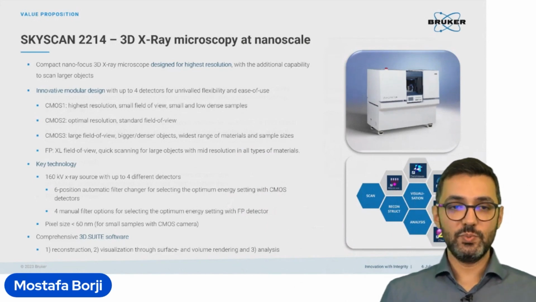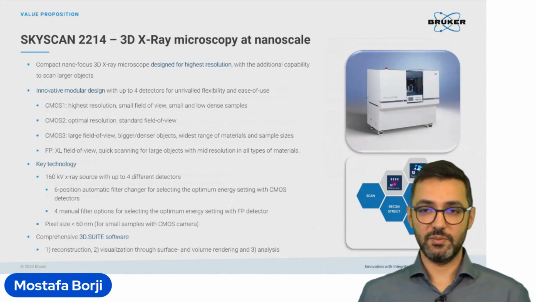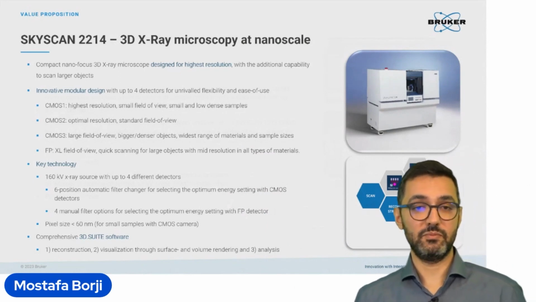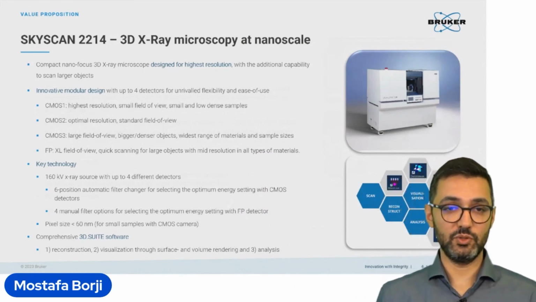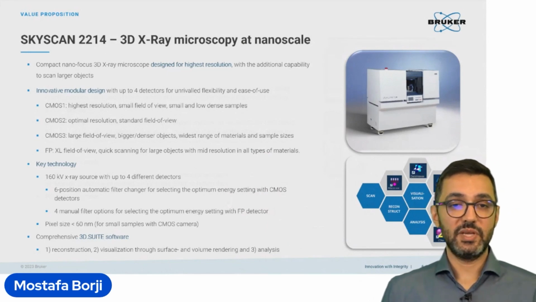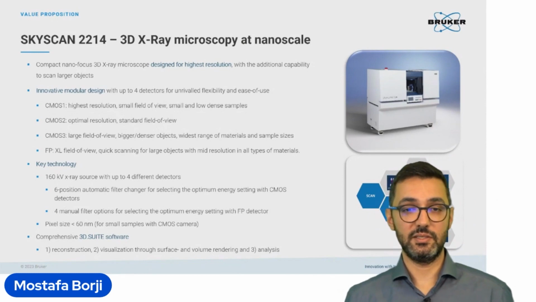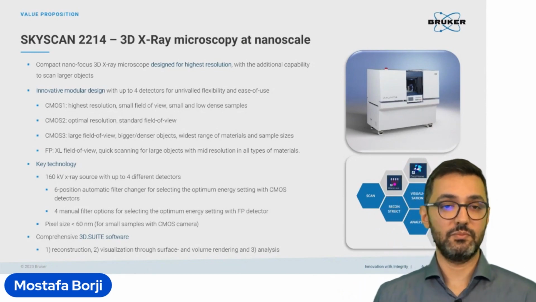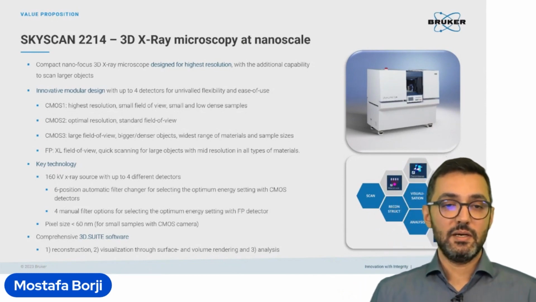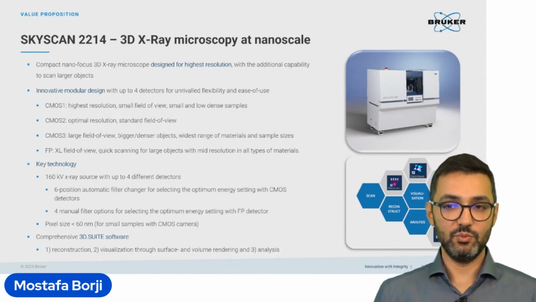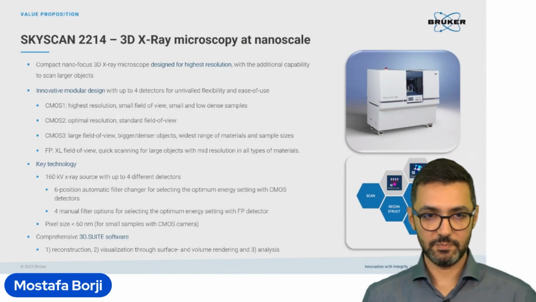The X-ray tube in this system can produce X-rays with an energy up to 160 kilovolts for, as we mentioned, 4 different detectors. We have a 6 position automatic filter changer for selecting the optimum energy during the scans. And the pixel size with the CMOS camera can go down to 60 nanometers.